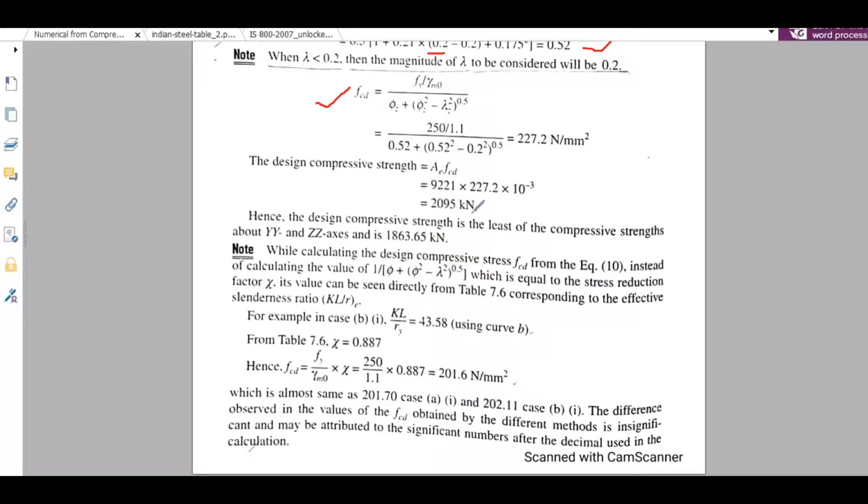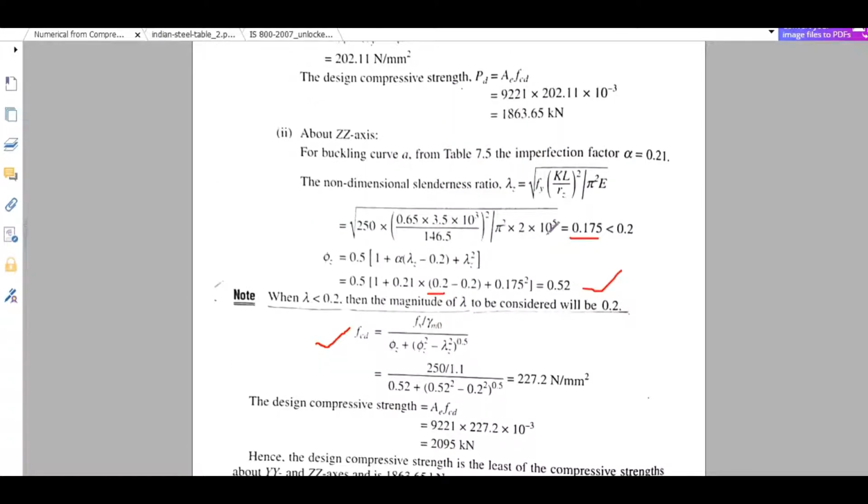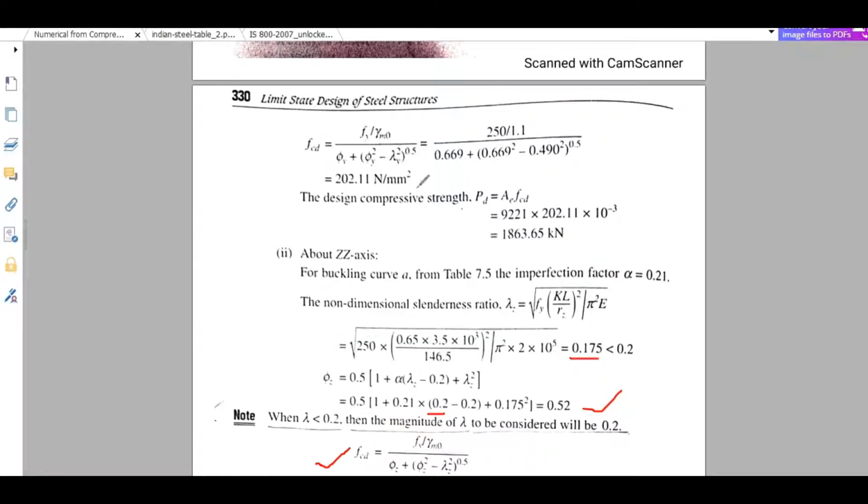Now you can see this load carrying capacity of the z-axis is 2095, and here it is 1863. So again you can see the y-axis is becoming the weaker.